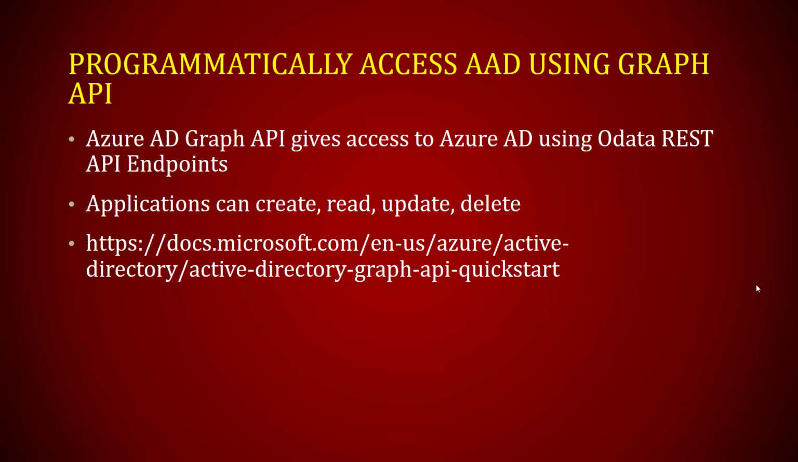The next topic, programmatically accessing Azure AD using the Graph API. So the Graph API gives access for Azure AD using OData REST API endpoints. And effectively what that does is that gives applications the ability to create, read, update, and delete, or as it's also known, CRUD, if you're looking for a way to remember that, objects and resources that live in Azure AD. So it does give an outside application the ability to do a lot of that sort of initiation and management.